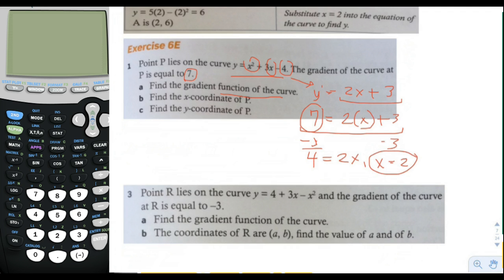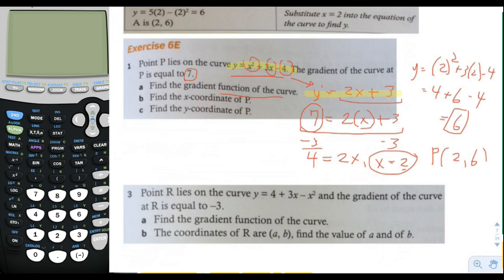And C, it asks, what's the y-coordinate? Now don't just take the 2 and plug it back into the derivative equation, because that is just going to give you the gradient. What you want to do is put it into the original equation. That will give you the y-coordinate of point P. So y equals 2 squared plus 3 times 2 minus 4, which is 4 plus 6 minus 4, which is just 6. So point P is actually the point 2, 6.